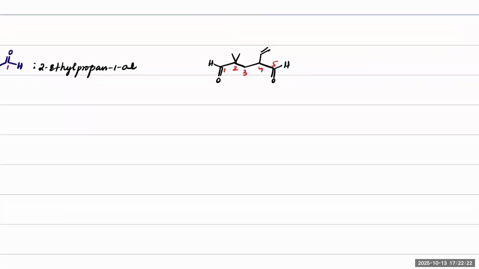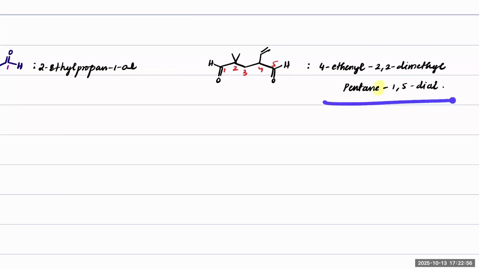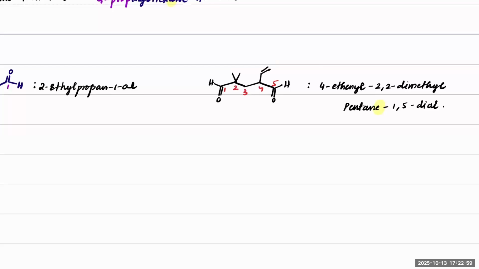Okay, so since this is the numbering, what should be the name here? On fourth position, we have ethynyl, and at 2,2 position we have dimethyl, and overall it is pentane. Complete n you have to write, and then 1,5-dial. Okay, you have to write dial. You cannot miss out on that E. Remember that. You have to write the complete E. Pentane-1,5-dial. Clear with this part?